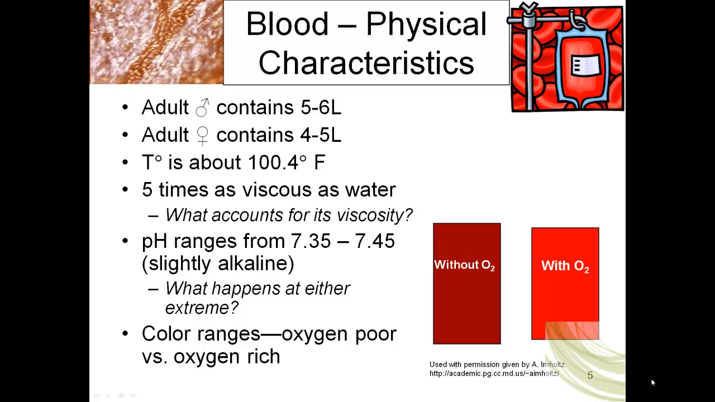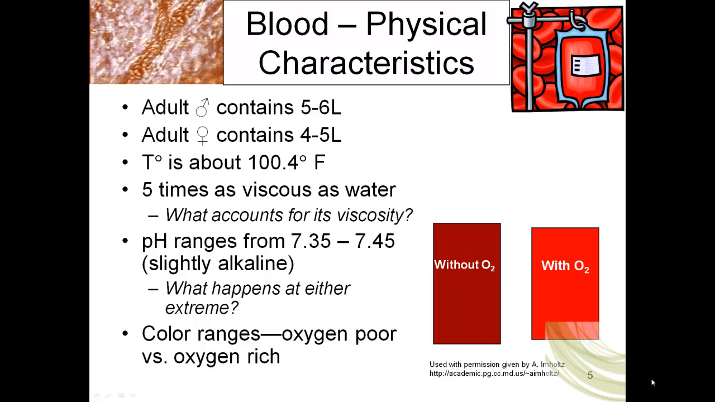We can have proteins denaturing. And I talk about the proteins and how they denature in our gene expression lectures. So please review that if you can't remember what denaturation is. The color of blood ranges.